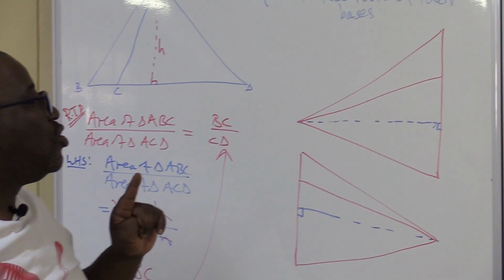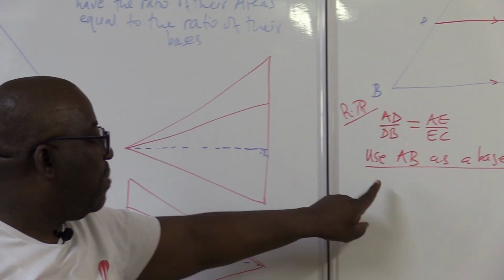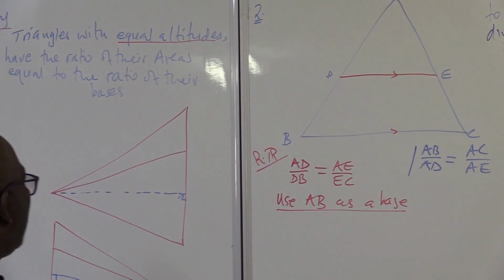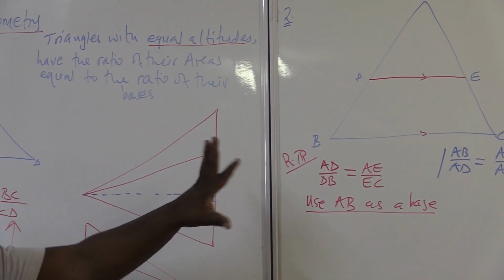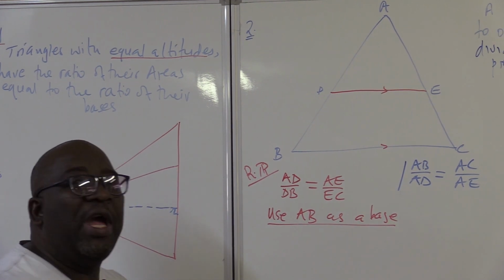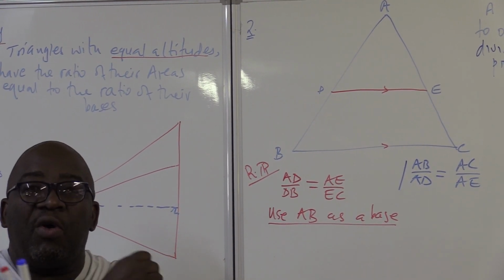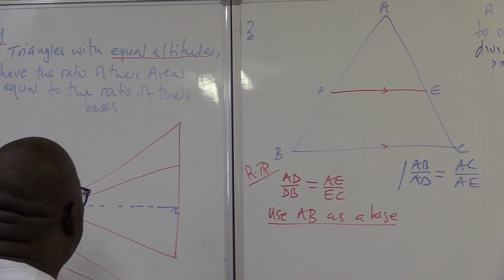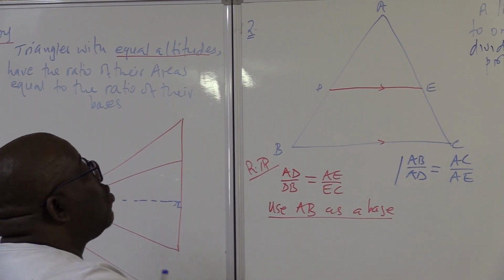Now, if I want to use AB as a base in this particular case, how do I do my construction? I'm trying to create this, that, or this in that theorem. This is what I do. I don't just go and put crossed lines anyhow. I must understand what I'm doing. I'm trying to create this theorem out of that one. So this is what we do.